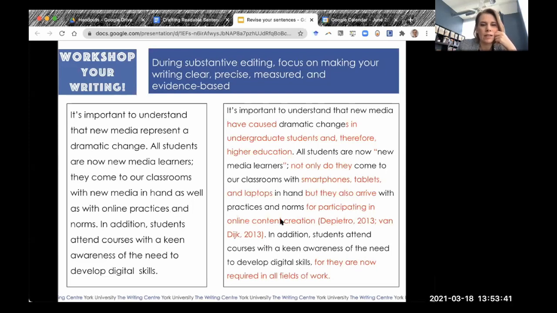And I'm saying at the end that they need a keen awareness of the need to develop digital skills because they're now required in all fields of work, right? So I'm giving more substantive information. This is what substantive editing looks like. And generally, when students come into the Writing Center and ask us to proofread, this is the kind of revision we are going to be encouraging, because you're just not ready to proofread yet.